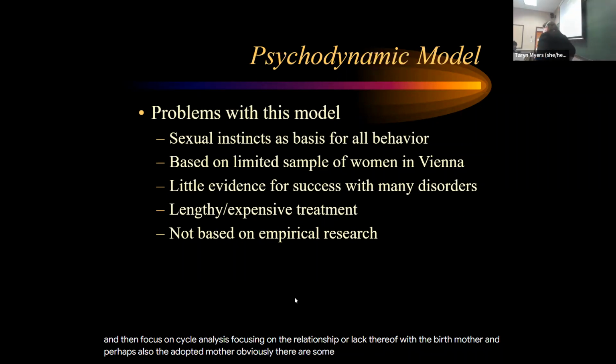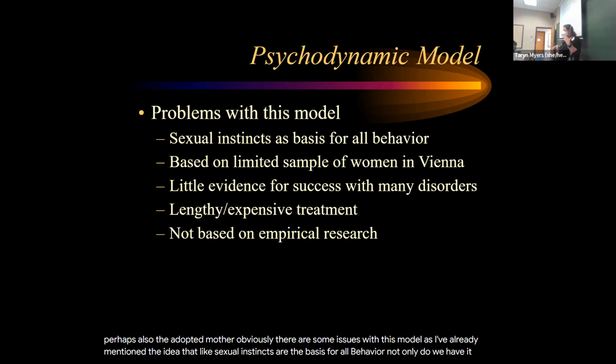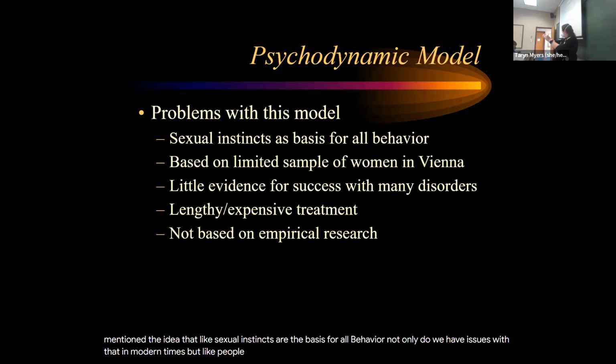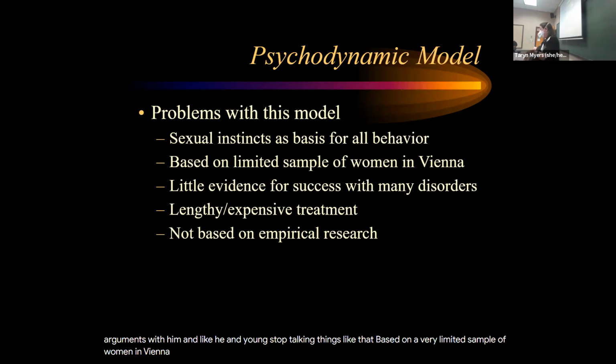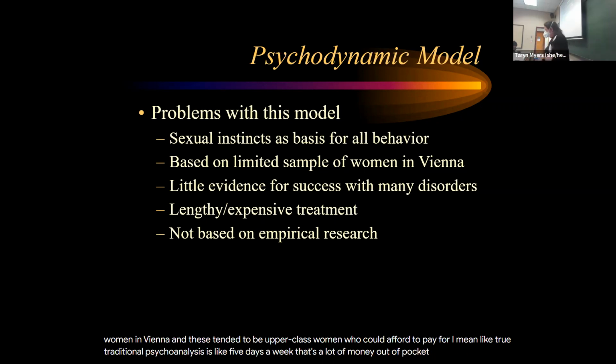Obviously, there are some issues with this model. As I've already mentioned, the idea that sexual instincts are the basis for all behavior. Not only do we have issues with that in modern times, but people who were Freud's contemporaries, this is where they would get into arguments with him. He and Jung stopped talking, things like that. And it was based on a very limited sample of women in Vienna. These tended to be upper class women who could afford to pay for, I mean, true traditional psychoanalysis is like 5 days a week. That's a lot of money out of pocket, right?